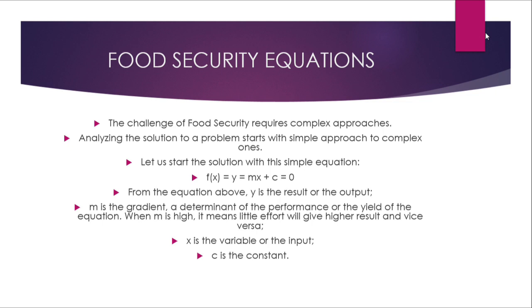From the equation above, y and f(x) are the same thing, the result or the output. M is the gradient, a determinant of the performance or the yield of the equation. When m is high, it means little effort will give higher results and vice versa. So the m in this equation is the gradient. You know, in mathematics, when we talk about gradients, say (y2 - y1) over (x2 - x1) is equal to this. We are not going into that.